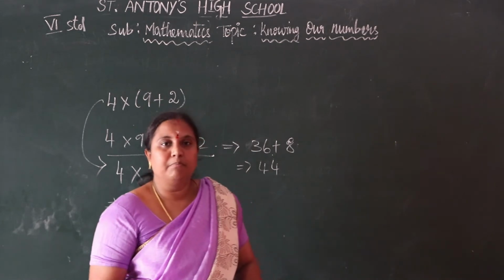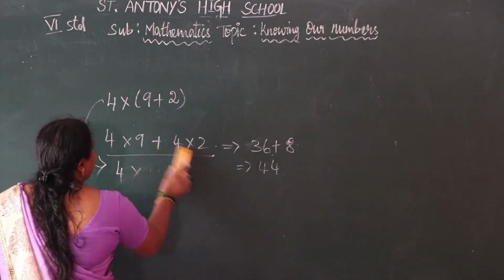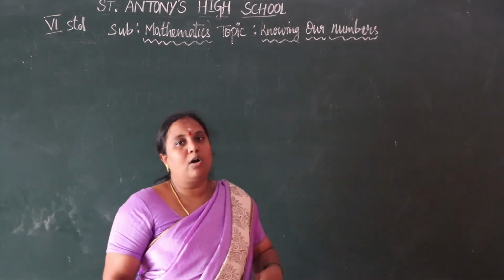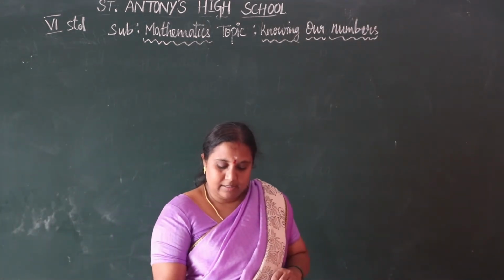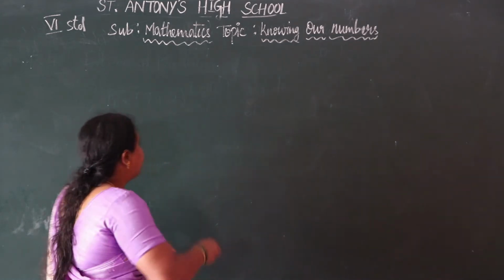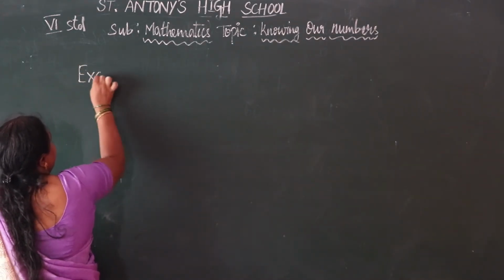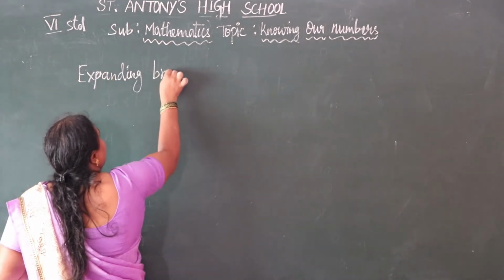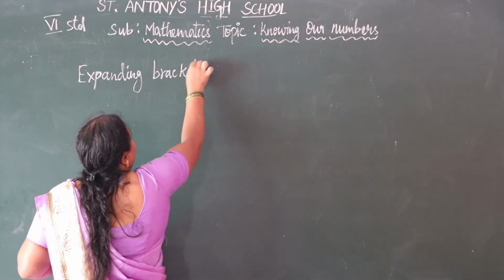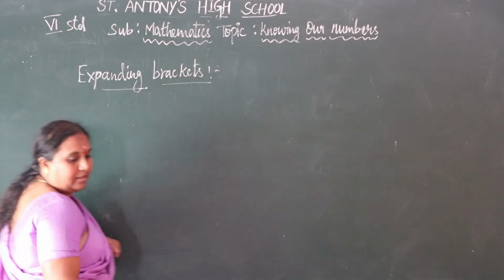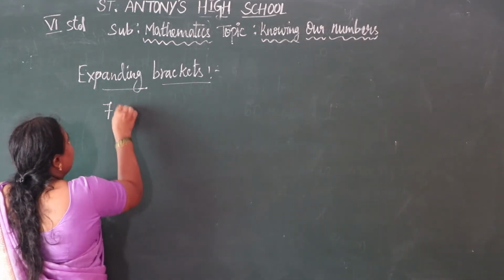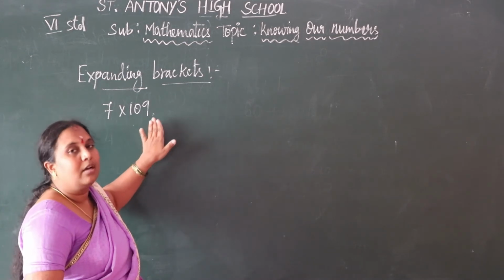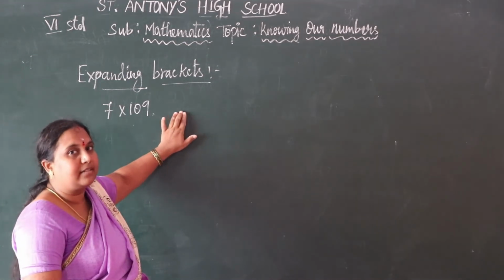See, expanding brackets, that is removing brackets, in this step. How to remove, how to add and how to remove. One example is given for expanding brackets. It is given 7 into 109. How to use brackets and how to expand the brackets here.